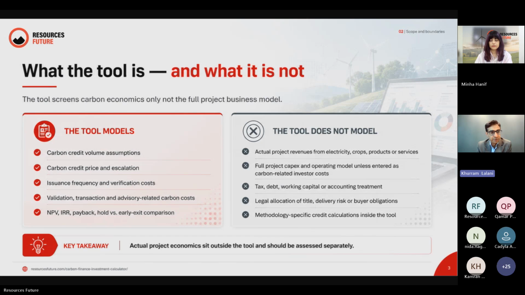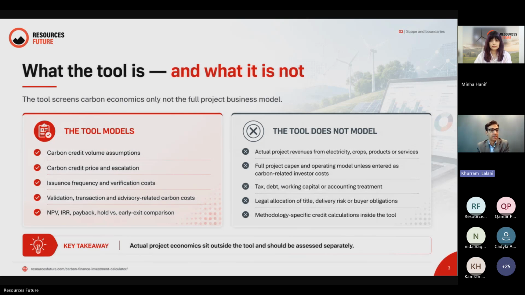So I think it'd be great if you have your laptop or any of the tool handy with you so that you can also see and practice as we move along. So what the tool is and what it is not. Very important that we differentiate what it does and what this tool does not model.